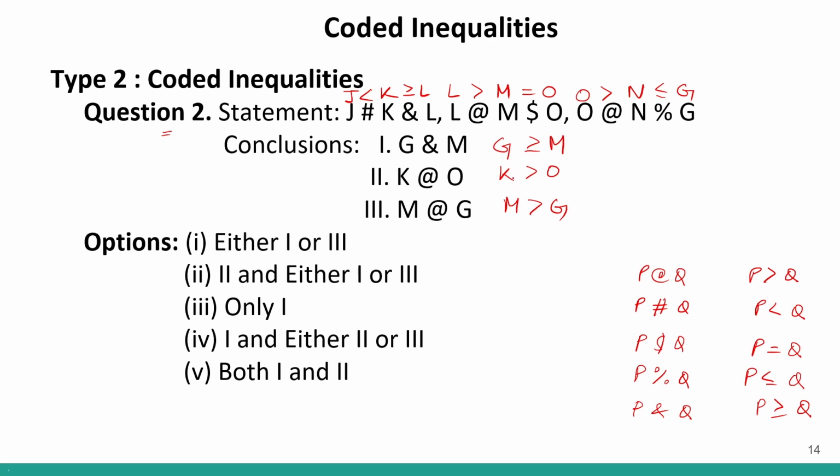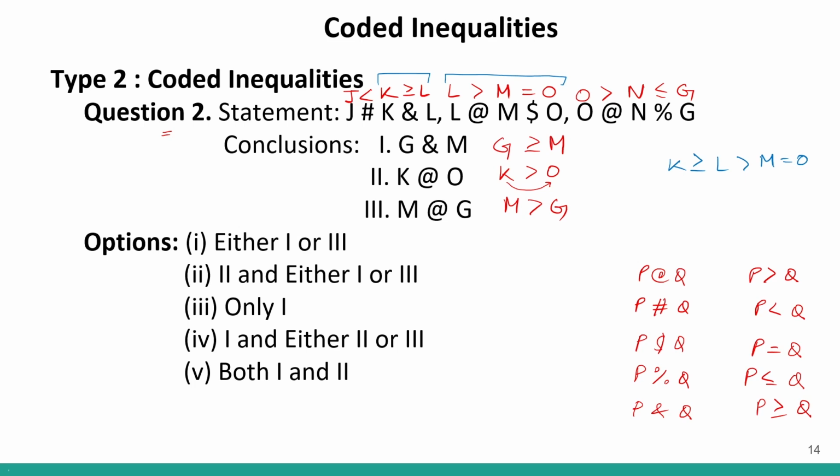Now, if I move to K and O, okay, K is greater than O. So I will move from K to O. If I move from K to O, I can see over here, K is greater than equal to L, L is greater than M. So K is greater than equal to L and L is greater than M, which is equals to O.